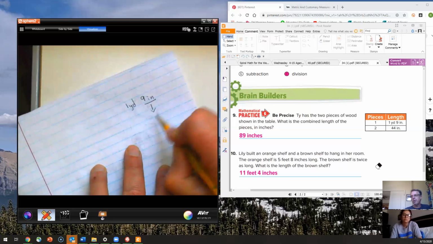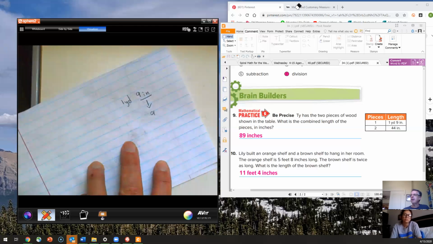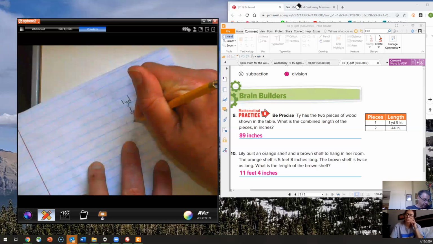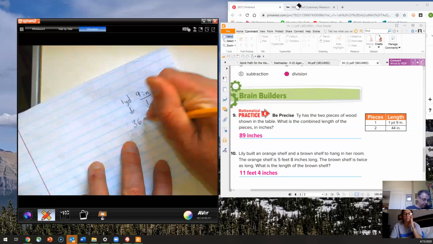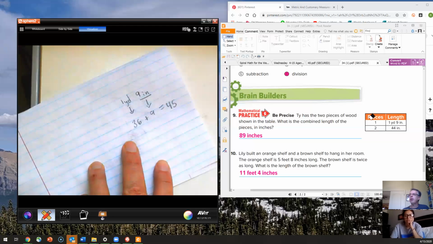The 1 yard though, it's just 1 yard. So I'm going to think back to my handy dandy chart, which is 1 yard equals 36 inches. So now I know that 1 yard and 9 inches is equal to 36 inches plus 9 inches, which is 45 total inches. So the length of piece 1, boys and girls, is going to be 45 inches. So piece 1 is 45 inches.